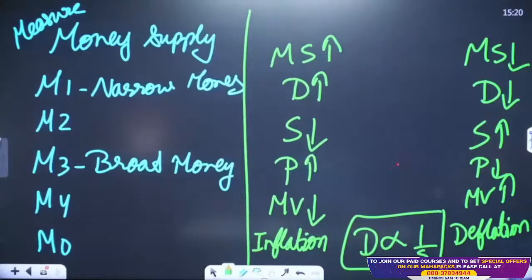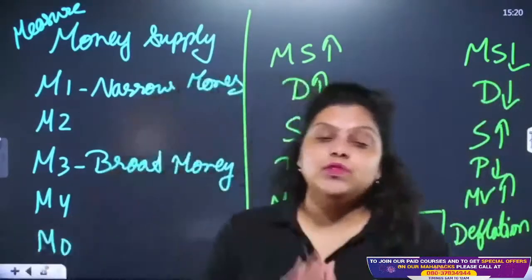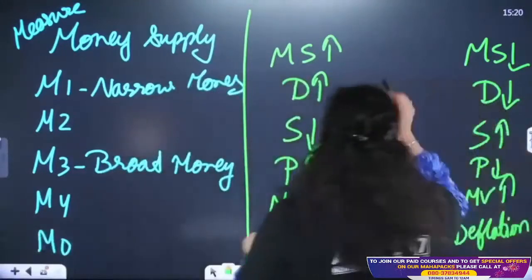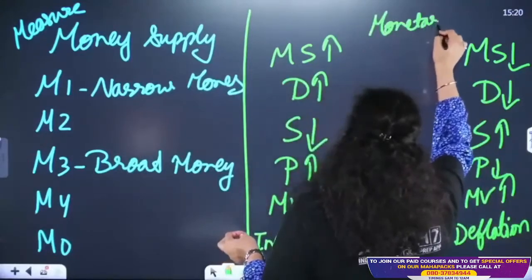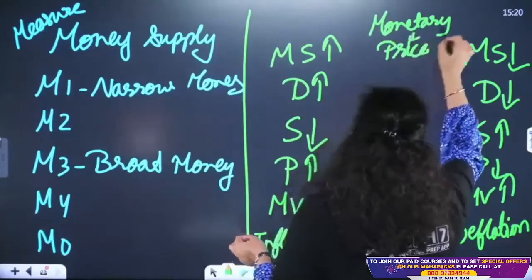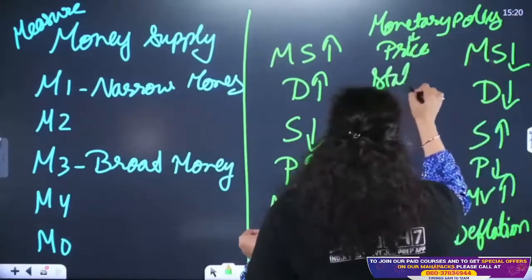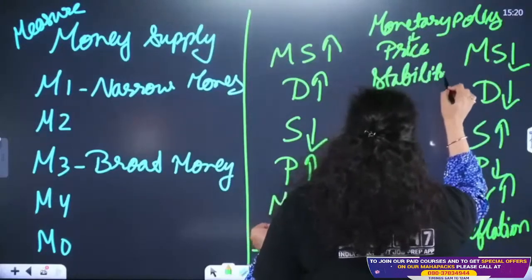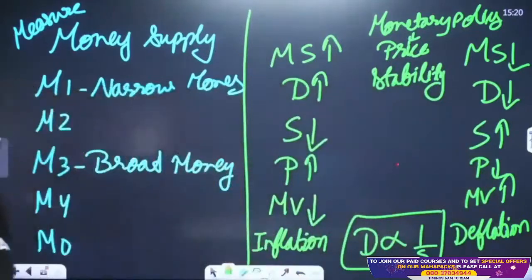To make the economy stable, we have to stabilize the money supply. And to stabilize the money supply, RBI makes monetary policy. The objective of monetary policy is to have price stability. Maintaining price stability is one of the objectives of monetary policy in our country. That's what RBI is doing.